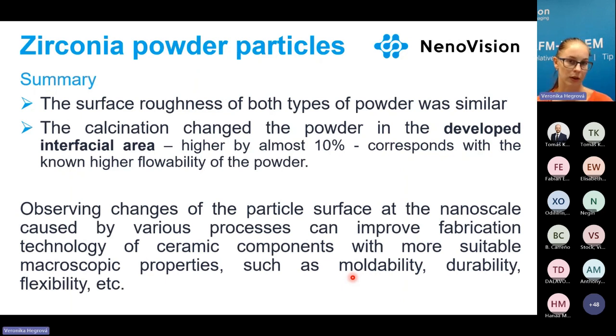This is a way how Lightscope can help in observing changes of the particle surfaces at the nanoscale, which are caused by various processes and can improve the fabrication technology, make it more reproducible, or change the fabrication technology of ceramic components if needed, so we understand the fundamental why the microscopic properties look different than the macro, or how it changes.